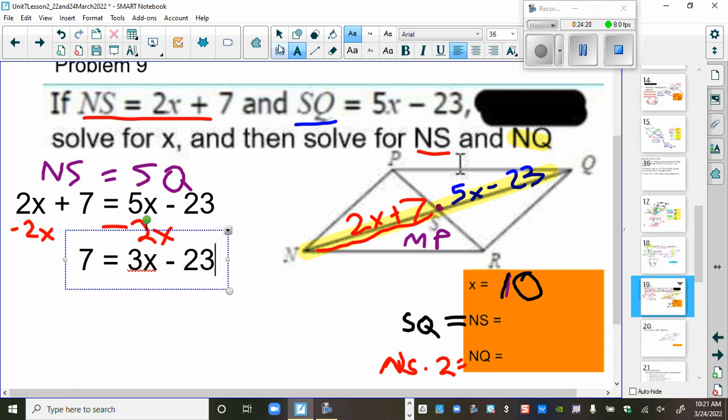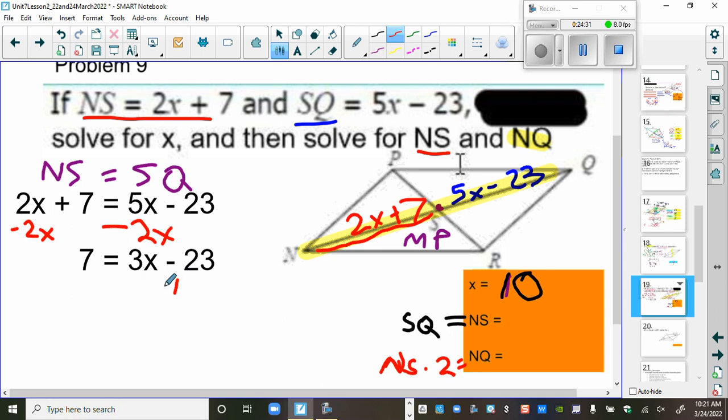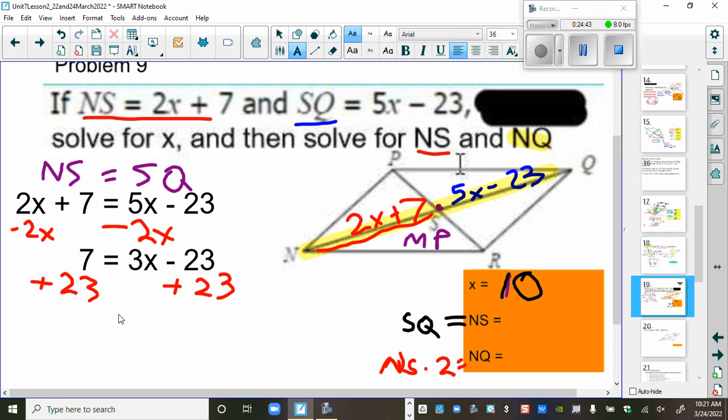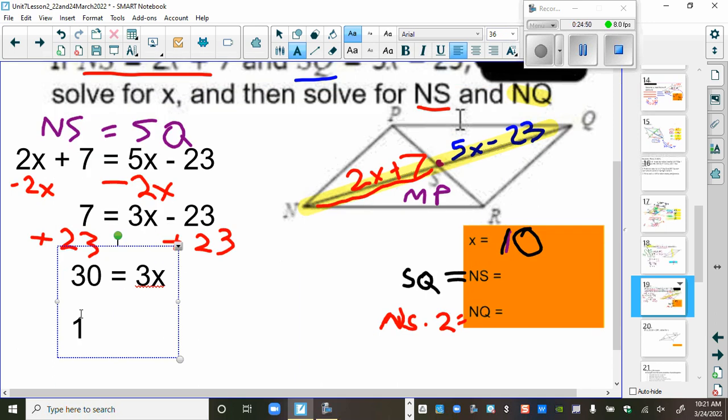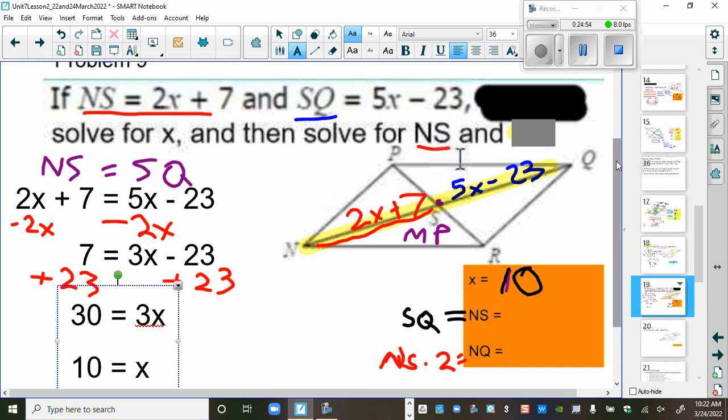Then you add 23 to both sides. And again, by now, we should be at a point where I should not have to review solving these types of equations. So again, x we found out was 10.